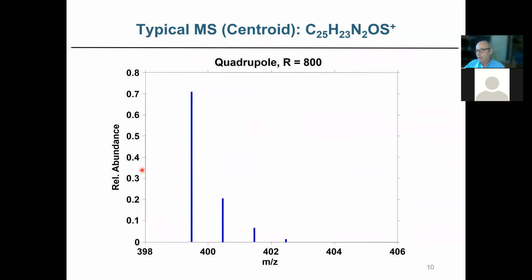So just very briefly, I don't want to spend a lot of time on it, but when you acquire data on your instrument, this is a quadrupole with resolving power about 800. This is typically what you'll see for a given ion. And so you have the A, you have A+1, A+2, A+3 here. So that's an ion, okay? And it's represented to you by the computer as sticks, or what we call centroids, okay?